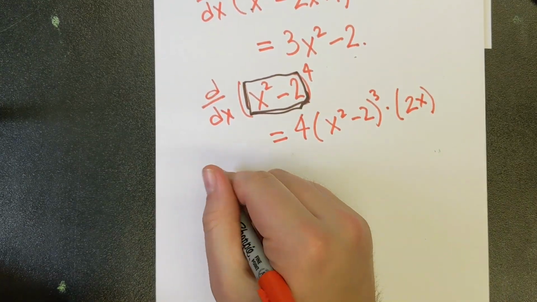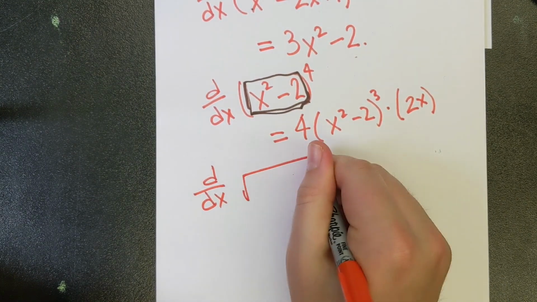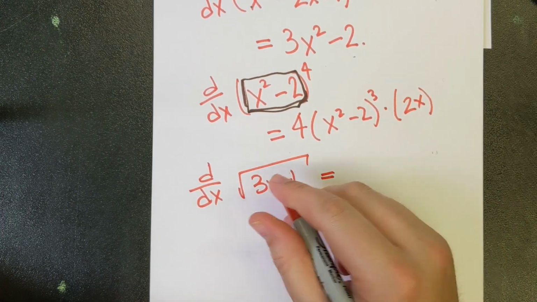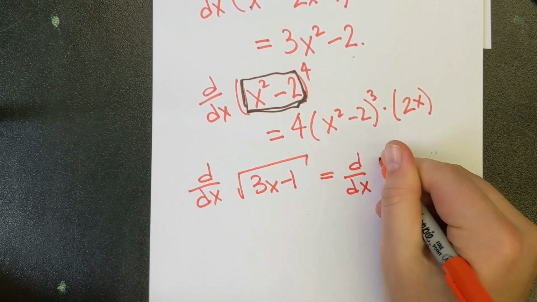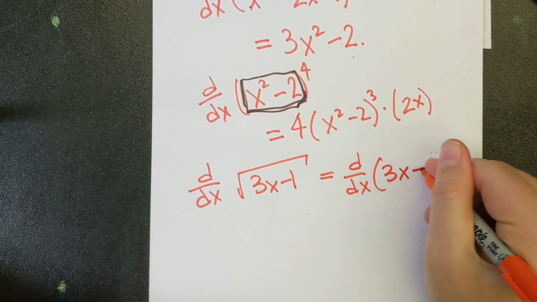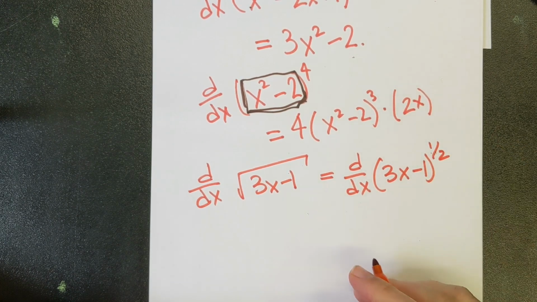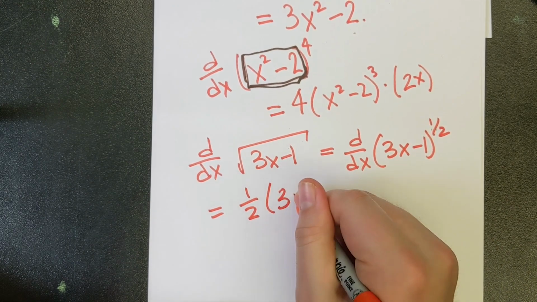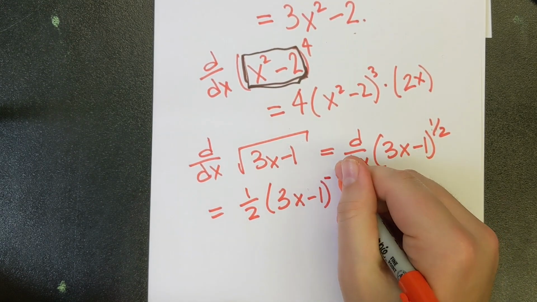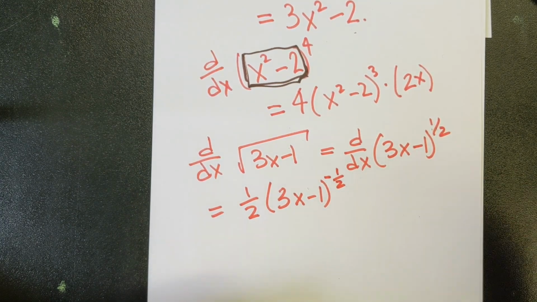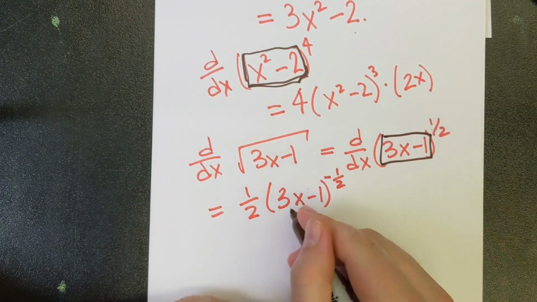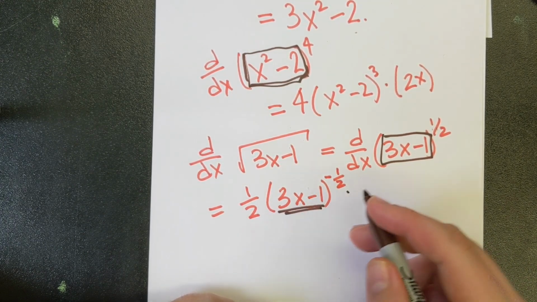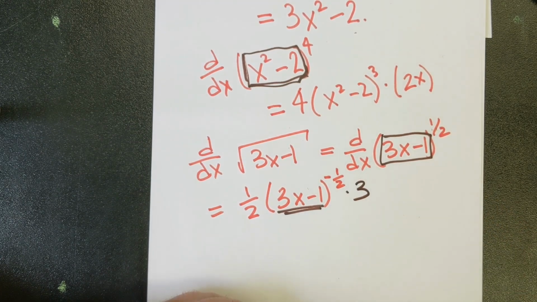The next one's asking us for the derivative of the square root of 3x minus 1. It's like, okay, square roots, that might seem confusing, but just remember the square root is the same thing as the half power. So it's 3x minus 1 to the half power. And we get half power falls down, 3x minus 1 to the minus 1/2. Now I just left the inside the same again. This inside part, I just left it the same, but now I need to times it by the derivative of that inside part, which is just a 3.